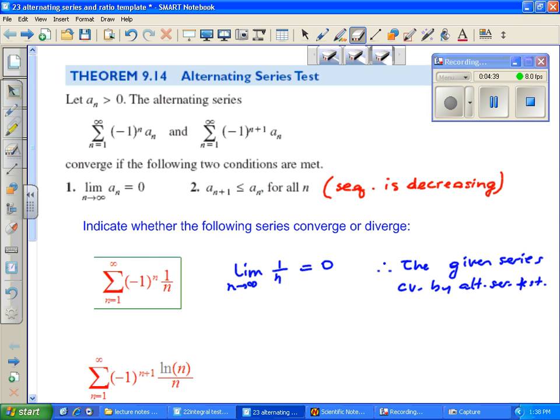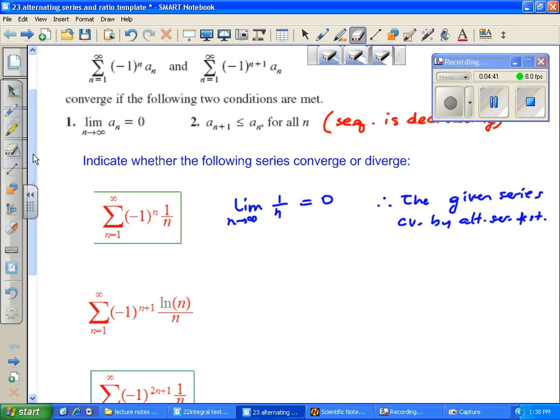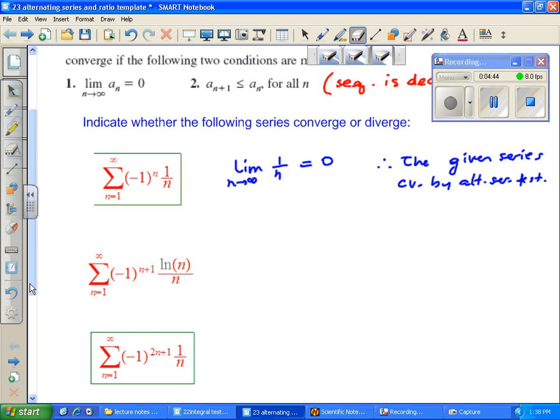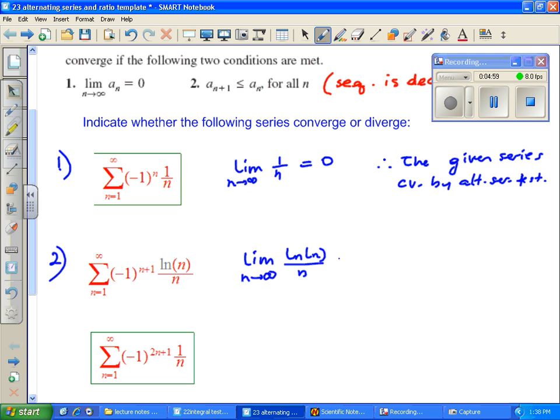Okay, how about the next example? -1 to the n plus 1 times ln n over n. So that was example 1, and now we're doing example 2. Take a limit of the portion that is not alternating. Take the limit of a sub n, ln n over n. What do we know about this limit?